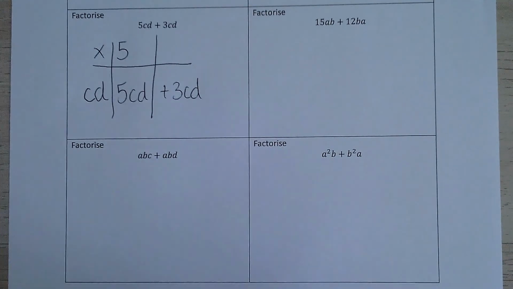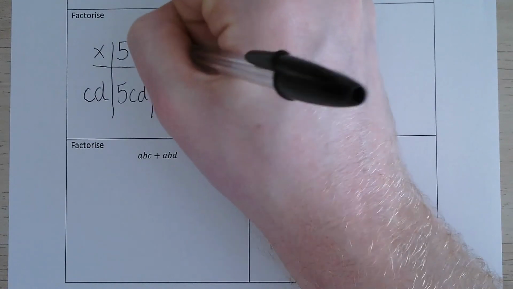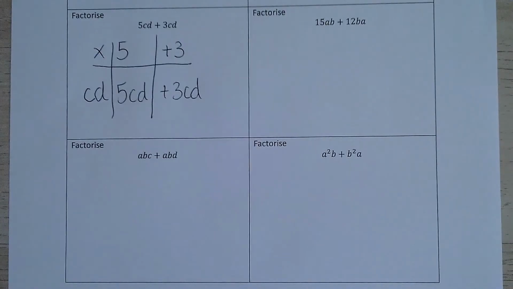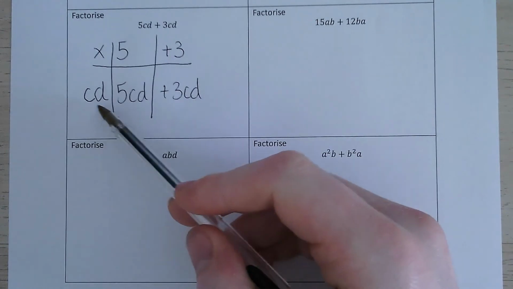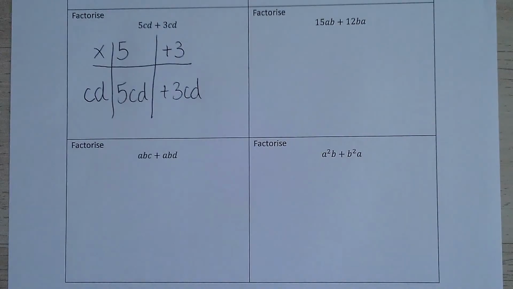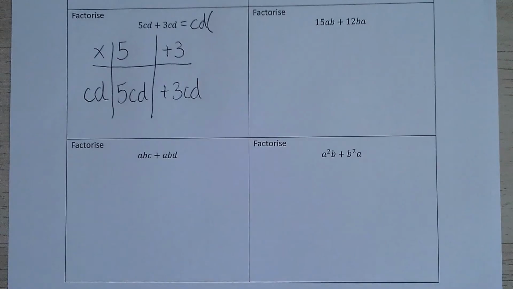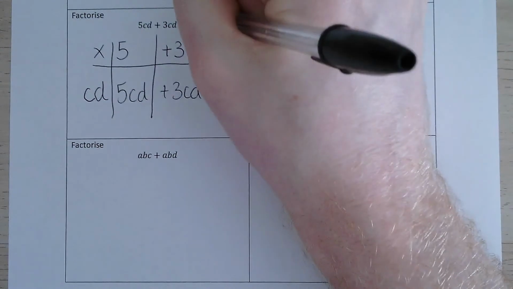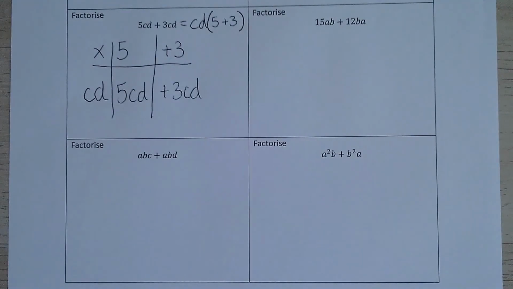On to the next box. Positive 3 will remain on the top row, and CD divided by CD, again the variables cancel each other out completely, so we're left with just plus 3. So for this question, the answer will be CD on the outside of the brackets and 5 plus 3 on the inside of the brackets.